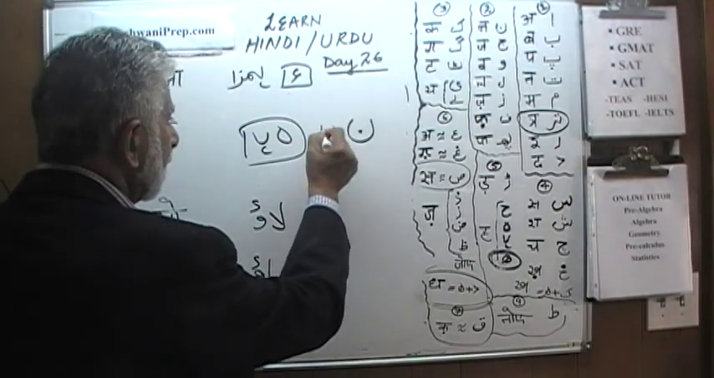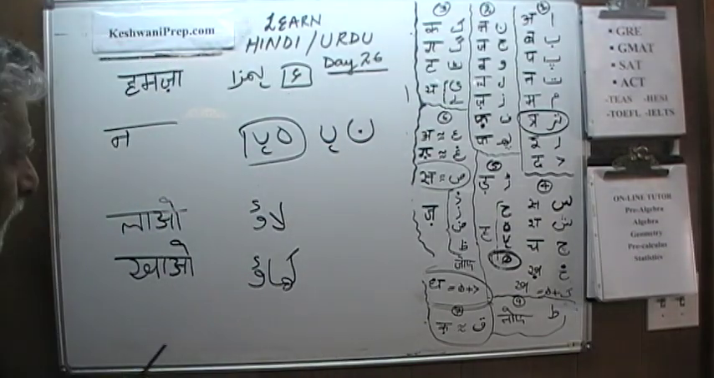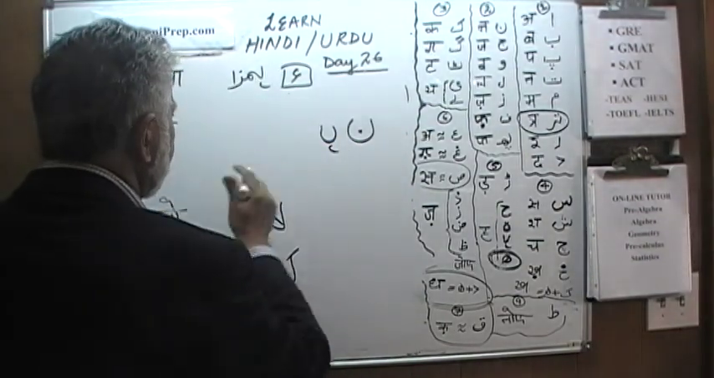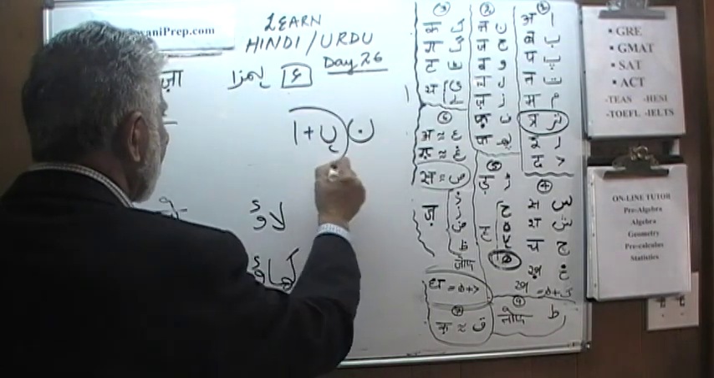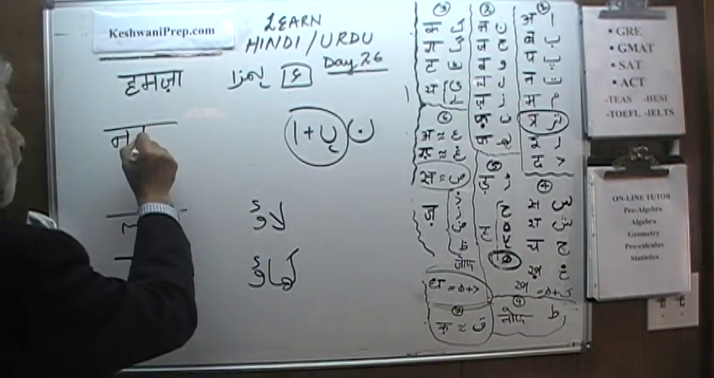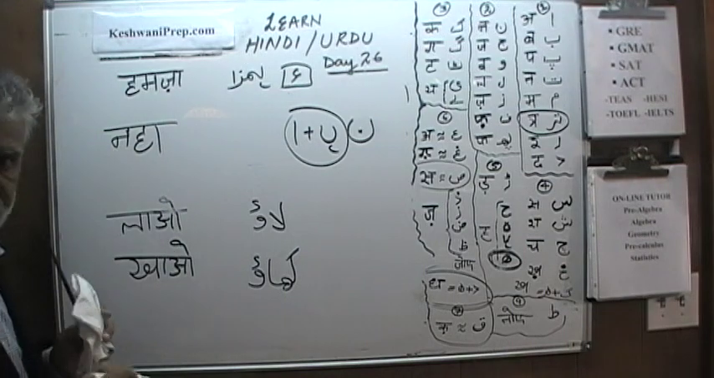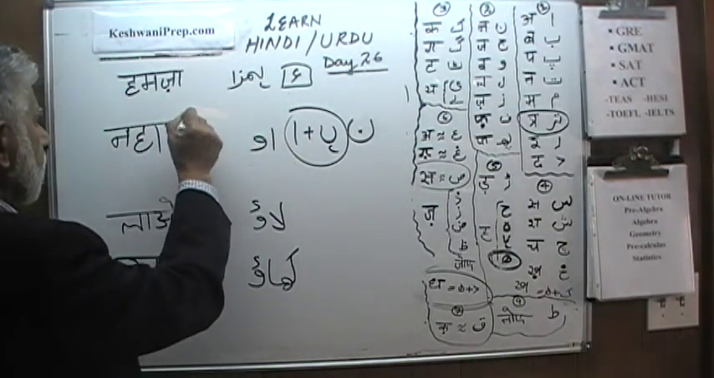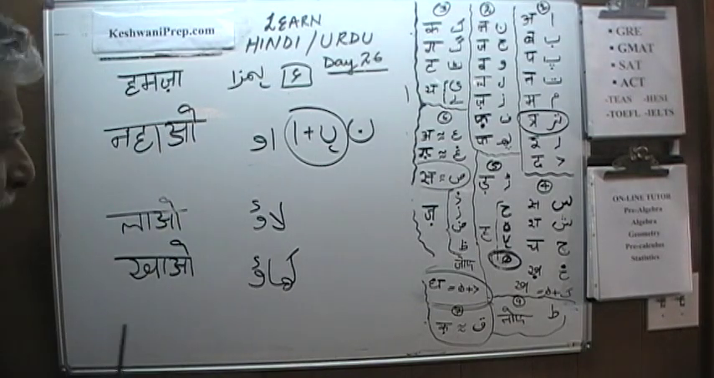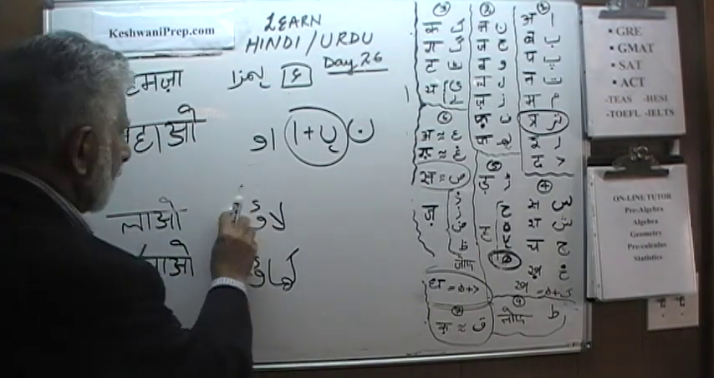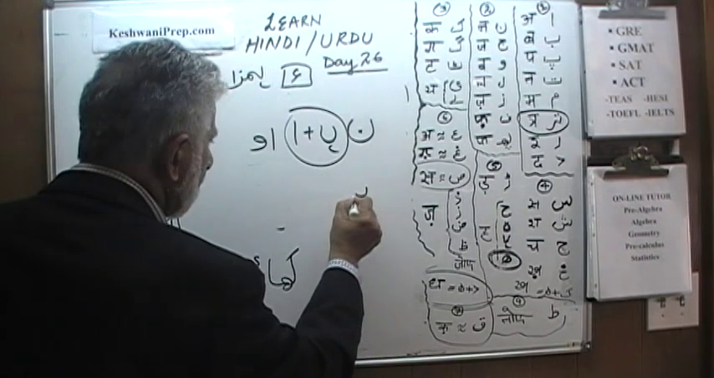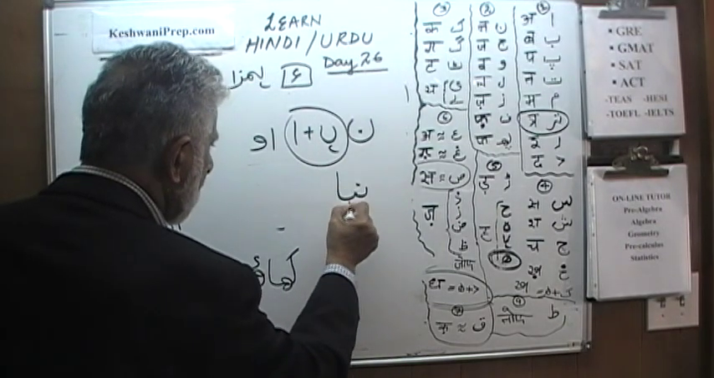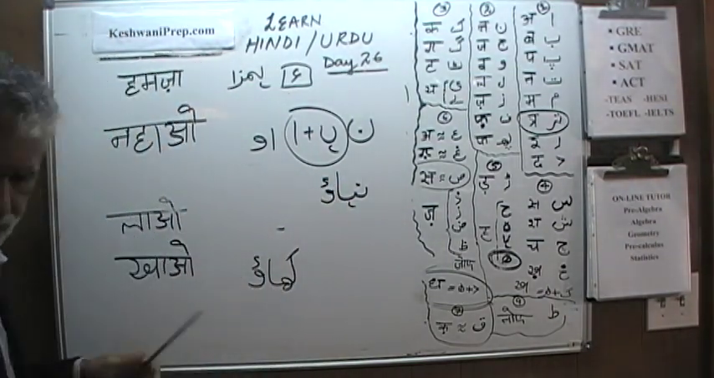Ha, and alif. That makes the ha. And you guessed the last part already. And then o. Nahau. Take a bath. Take a bath. Nahau. No. Ha. Oh, nahau.